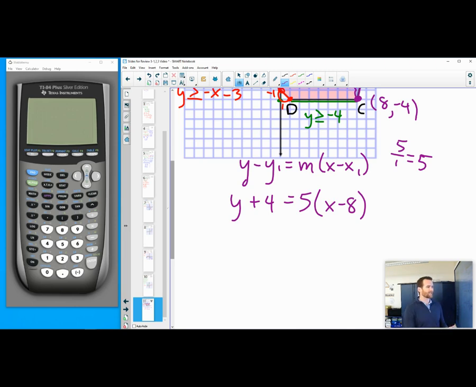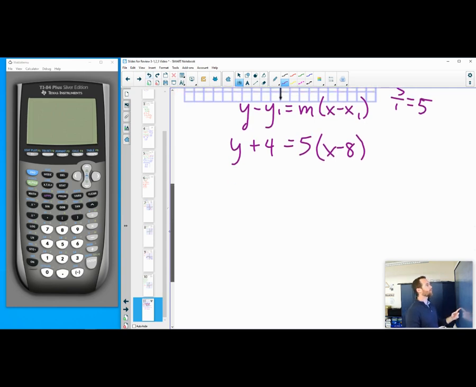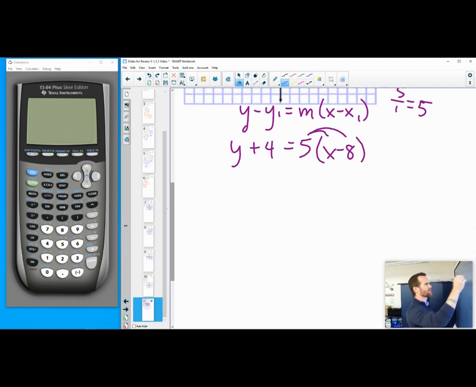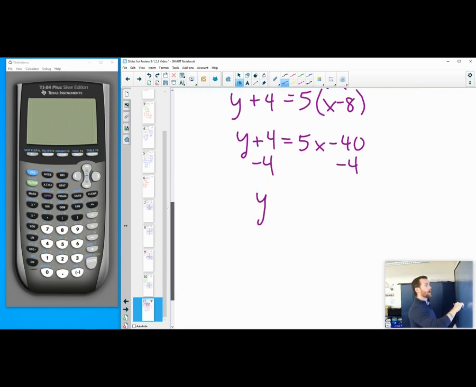Now to make this an inequality, because we know we're going to have to change that equal sign at some point, I want to get y by itself. Really? That all went away? How annoying. Whatever. Let's just redo it. What was it? x minus 8? Okay, we got to get y by itself was the point. So let's distribute first. So y plus 4 equals 5x minus 40. Then we subtract 4 on both sides and end up with y.